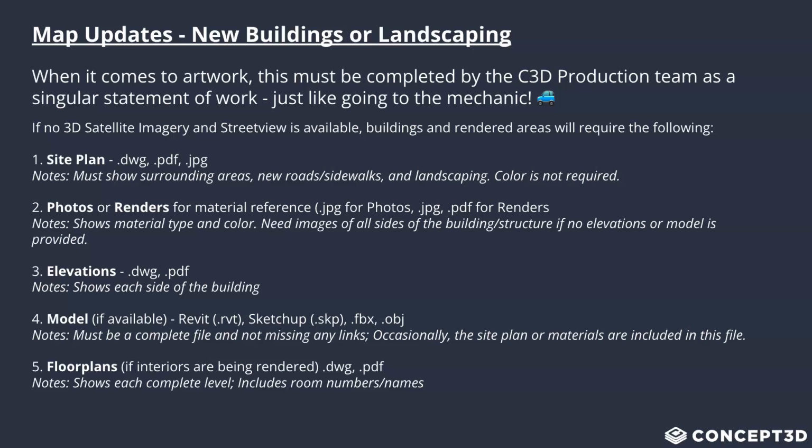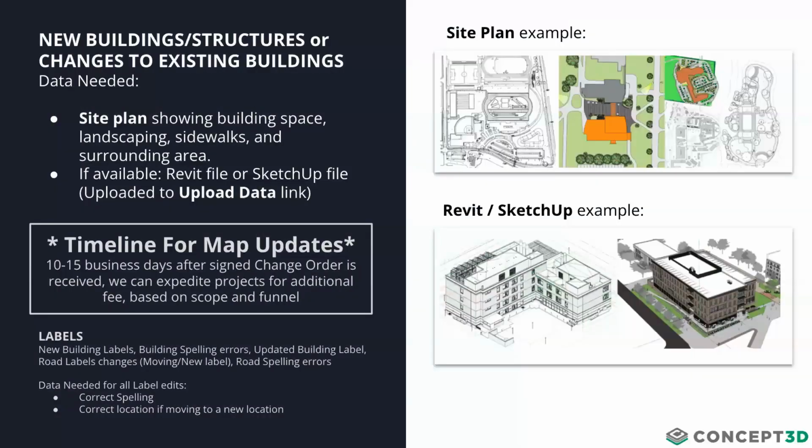A site plan does require a .dwg or PDF or JPEG, and must show the surrounding areas, new roads and sidewalks and landscaping as well. However, this does not need to be in color. Photos must be JPEG, and renders can either be JPEG or PDF.